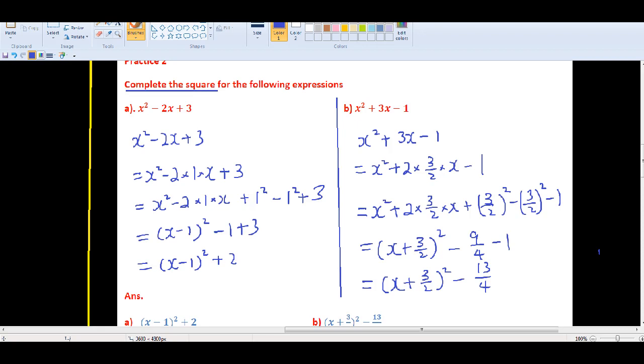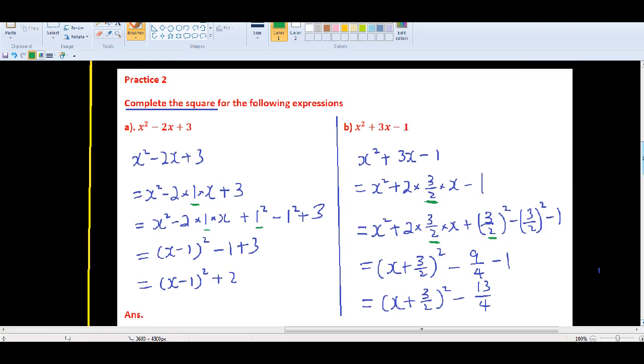Remember that? Okay, for the next one, for 3x, you need to rewrite it into 2 times 3 over 2 times x. Here, let me highlight the key number in both cases. In this case, the key number is 3 over 2. So that's why you see 3 over 2 squared, take away 3 over 2 squared, and 3 over 2 in the bracket. Here the key number is 1, so that's why you see 1 squared right here. Alright, so you got the answer. Okay, all good?